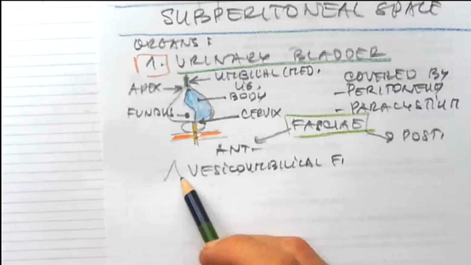And we know also there are two pouches, or we call them also excavationes, excavatio, and there are two. One is called vesico-uterine anteriorly, and recto-uterine posteriorly, or recto-uterine, Douglas.